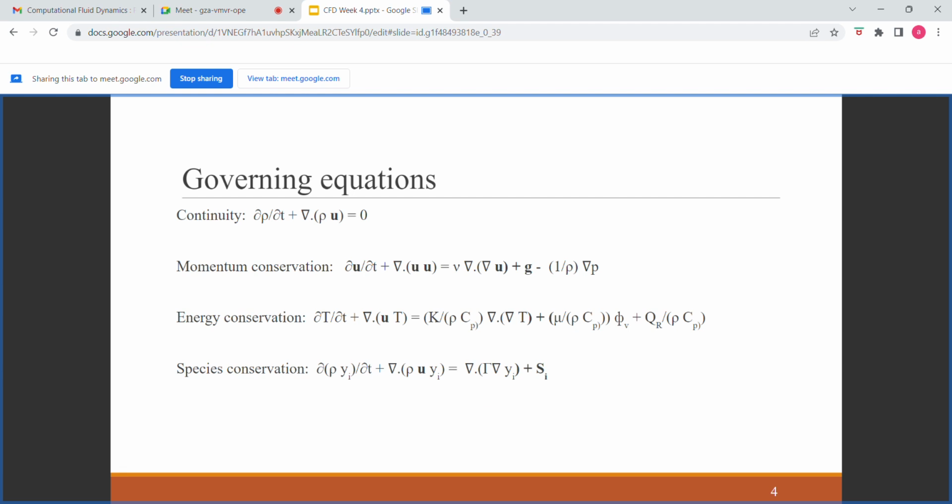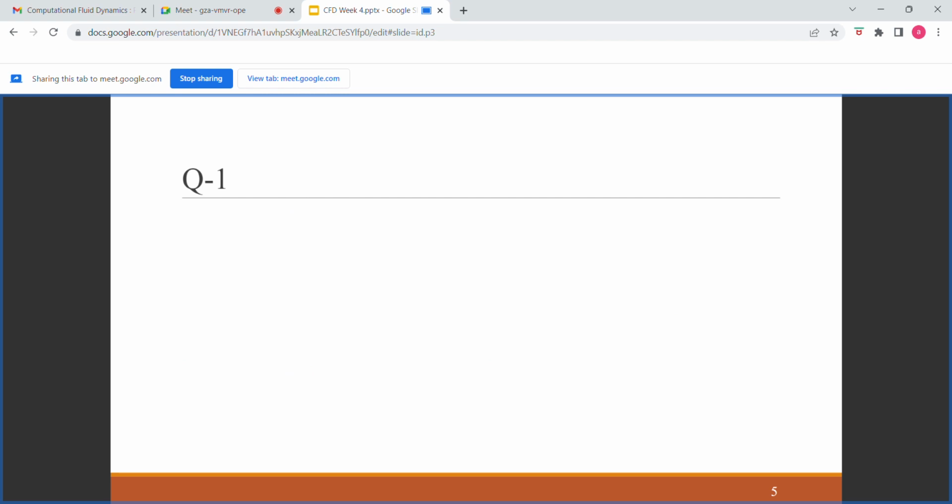So moving on, we'll see what all the questions are that are asked in this. The first question that is asked is: how many mass conservation equations do we need to solve?